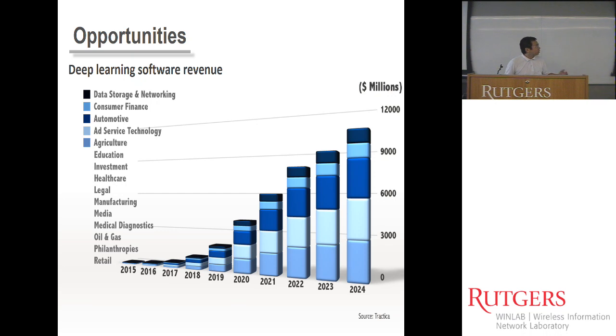But obviously, this data is out of date, because based on the same prediction from this company, last year they predicted that for the hardware side, the total deep learning hardware market by 2025 will be beyond $66 billion. If we consider the software, it will be even higher.